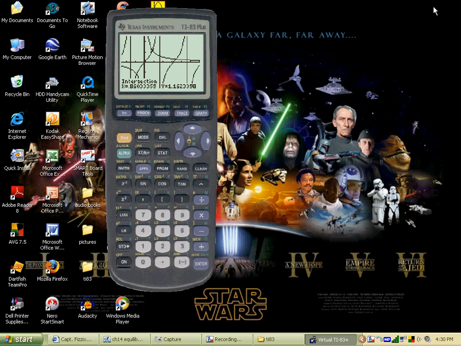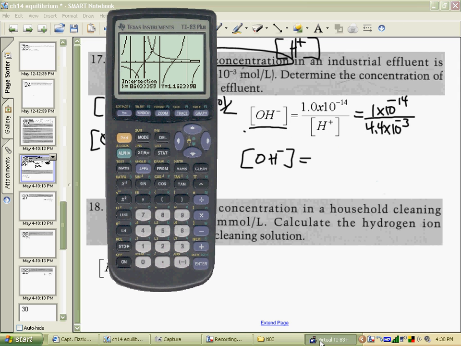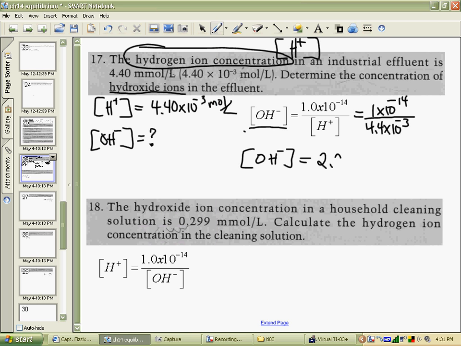And so we will take our calculator here and clear that and take 1 times 10 to the minus 14 divided by 4.4 times 10 to the negative 3 gives us an answer of 2.27 times 10 to the minus 12. And that concentration's in moles per liter. So it's a very small concentration of hydroxide ions.